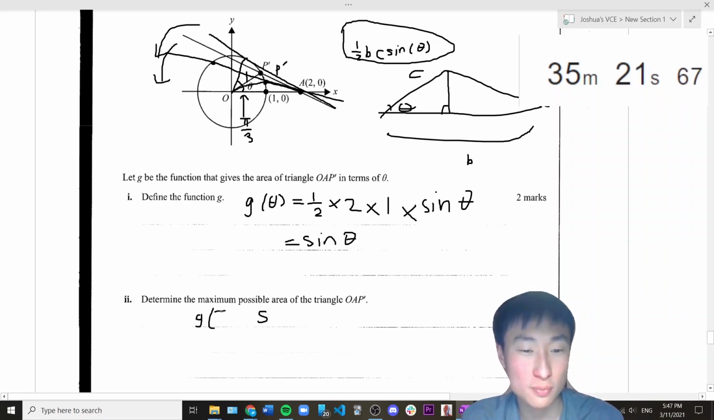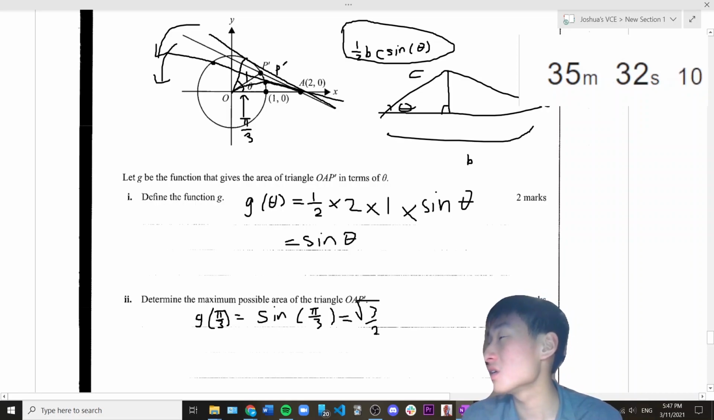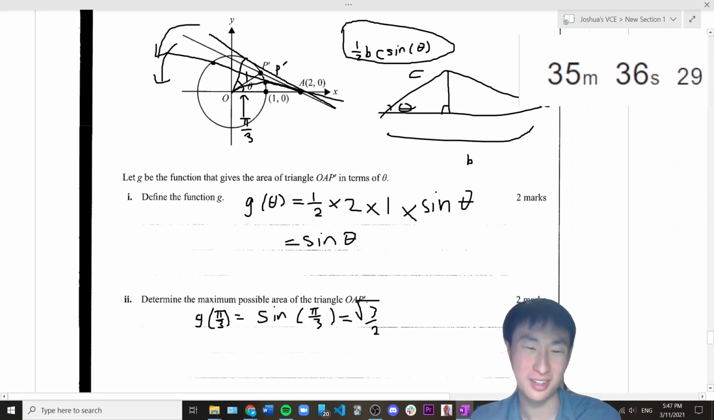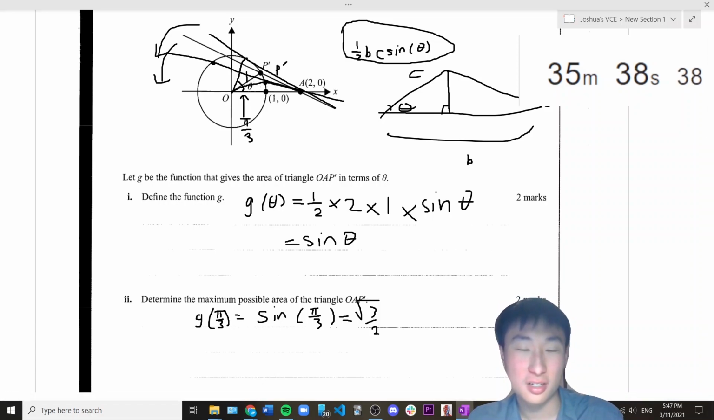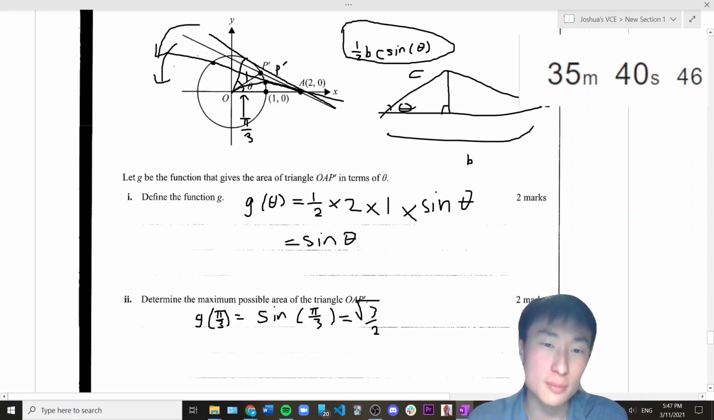Is that just it? G of pi over 3 is equal to sine pi over 3, which is equal to sine 60, which is root 3 over 2. I think that's it. Because when your gradient gets larger and larger, you don't have contact. When it gets smaller and smaller, P dash gets closer towards A. P dash is always the point that's closer to A, so we get smaller and smaller.